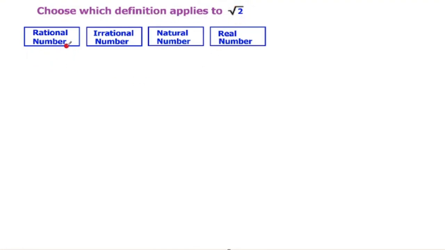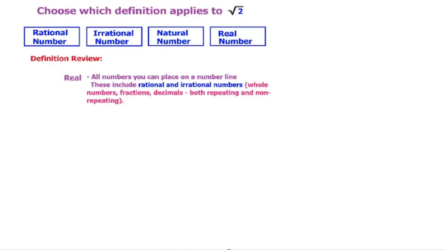Is it a rational number, irrational number, natural number, or real number? And there's a hint here that it could be not just one, but maybe a couple of definitions apply to the square root of 2. So let's review the definitions.